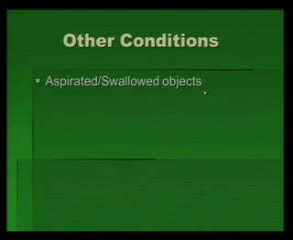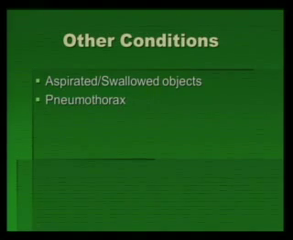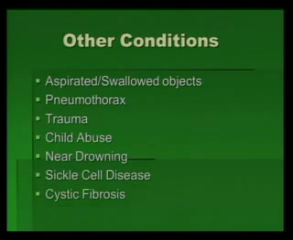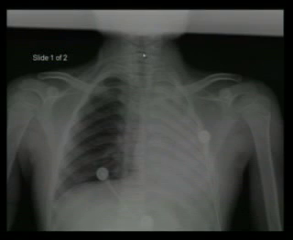Other conditions that we see in peds all the time: aspirated swallowed objects, they put everything in their mouth, a pneumothorax, trauma, child abuse, near drowning, sickle cell disease, cystic fibrosis. On an aspirated foreign body, there's two things that you can get if they aspirate. You can get this totally obstructing the bronchus, and they're going to get complete collapse of the left lung.